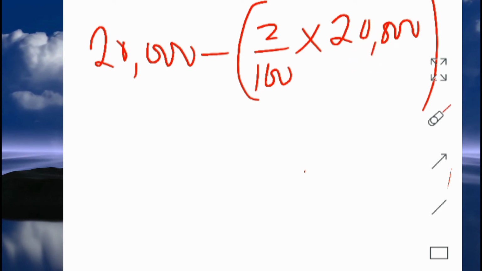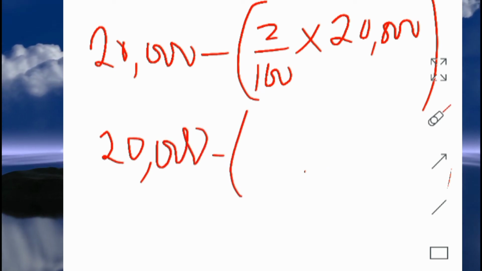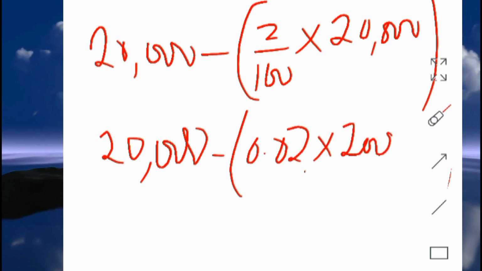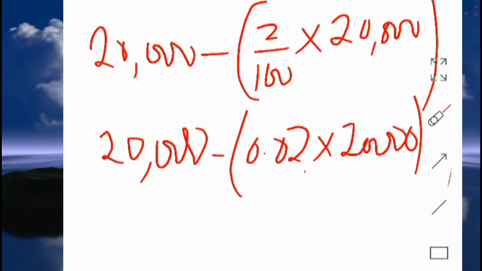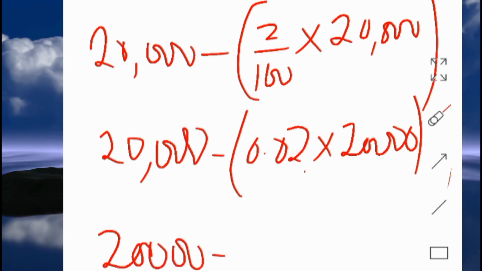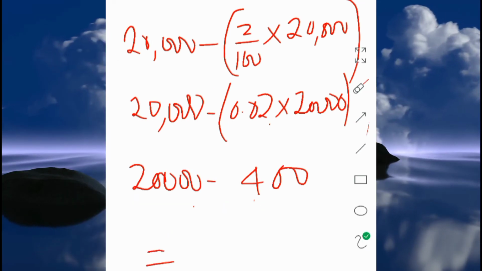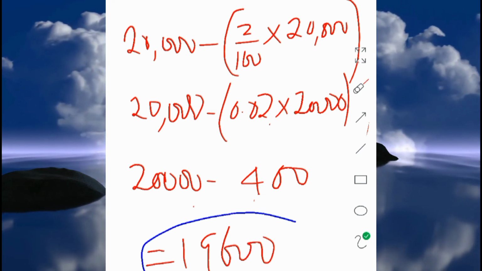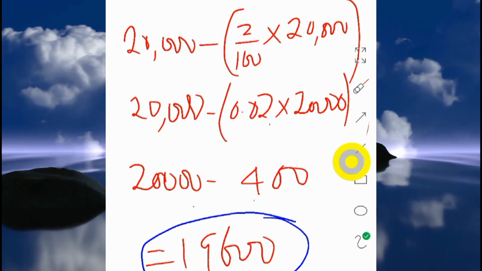And of course, this means 20,000 minus 2%. 2% is 0.02 times 20,000. This is like saying 20,000 minus 400, which gives you 19,600. This represents the price at which your order is going to be executed. So this is how you actually do the calculation.